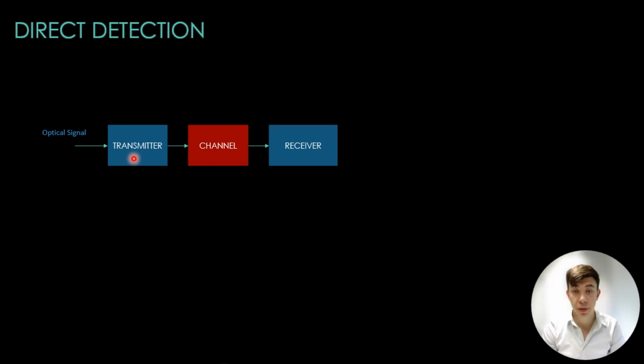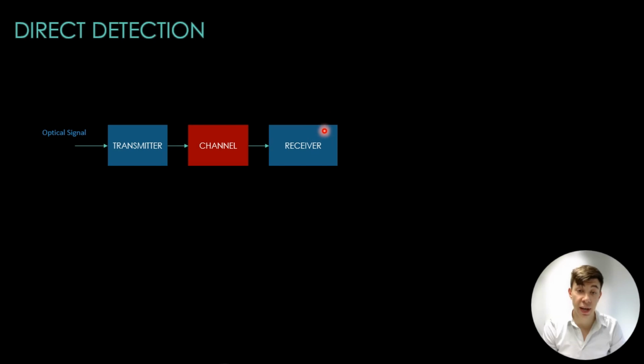So the journey begins with an optical signal, typically a modulated laser beam, transmitted through the FSO channel. The transmitter encodes information into the optical carrier, usually using intensity modulation techniques like on-off keying. The signal then traverses the FSO channel, encountering various challenges like atmospheric turbulence, attenuation, and potential interference.